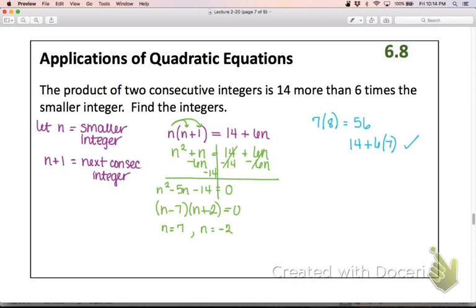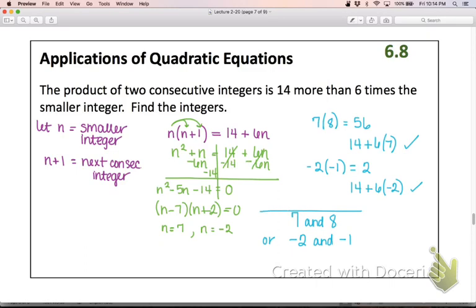Let's try -2. If I have -2, the next one would be -1. And so that gives me +2. Is that 14 more than 6 times the smaller integer? Remember, -2 is smaller than -1. And that also comes out to 2. So that one also works. So we have 2 possible answers. They could be 7 and 8, or they could be -2 and -1.